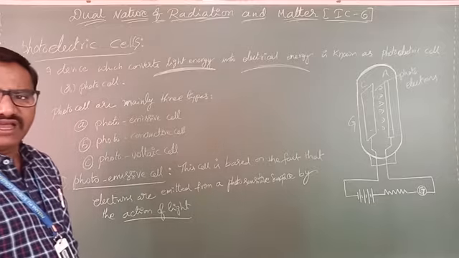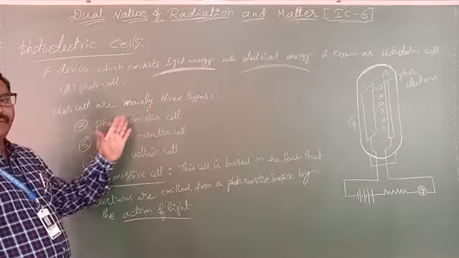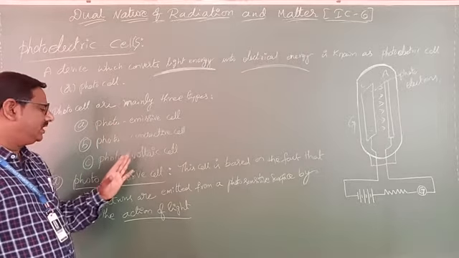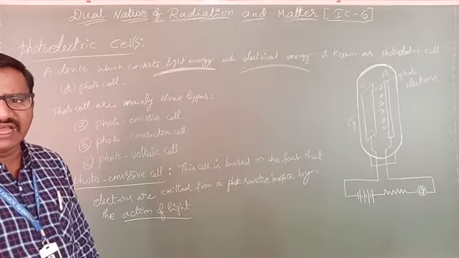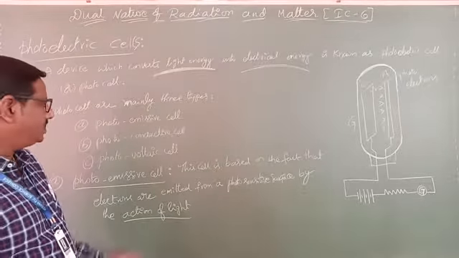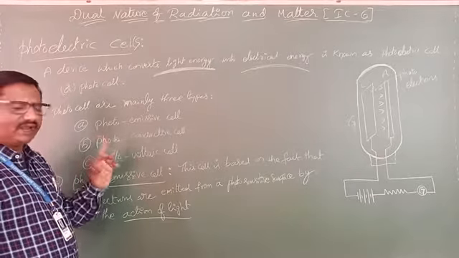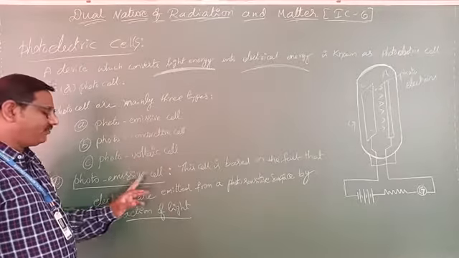These photocells are of three types. One is the photoemissive cell, the second one is the photoconductive cell, and the third one is the photovoltaic cell. How many types of cells are there? Three types. Now, what about the photoemissive cell?